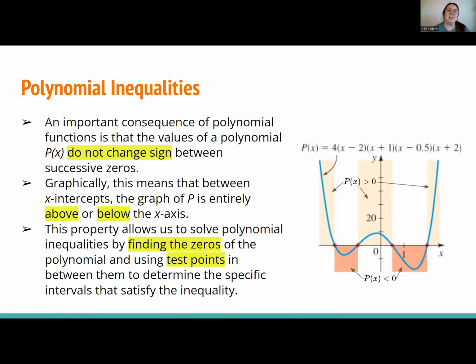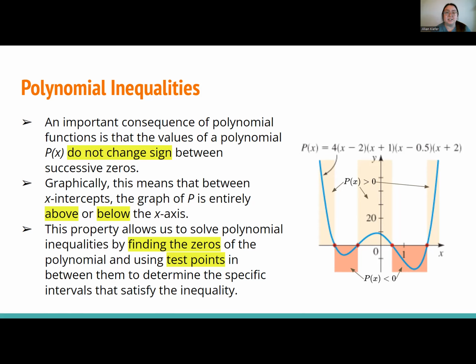All right, so now we're going to go into polynomial inequalities to start off with. Definitely not as easy as the 1 versus 3 puppies. But an important consequence of polynomial functions is that the value of a polynomial does not change sign between successive zeros. We learned what a zero of a polynomial was. We said that it is the x-intercept. It's a solution, where your polynomial equals 0. So remember, we're using the same word there. If you find zeros, those are values of x where your polynomial actually equals 0.